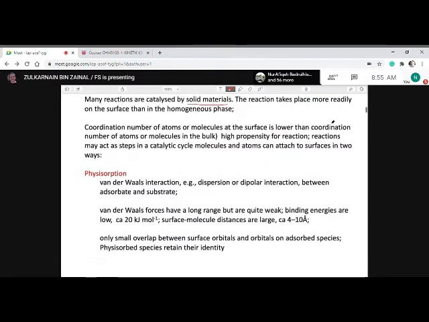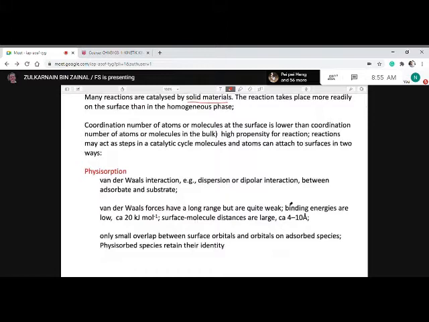The coordination number of atoms or molecules at the surface is lower than the coordination number of atoms in the bulk, so there is a high propensity, or high tendency, for the reaction to occur. What does it mean? Reactions may act as a step in the catalytic cycle; molecules and atoms can attach to the surface in two ways. All right.